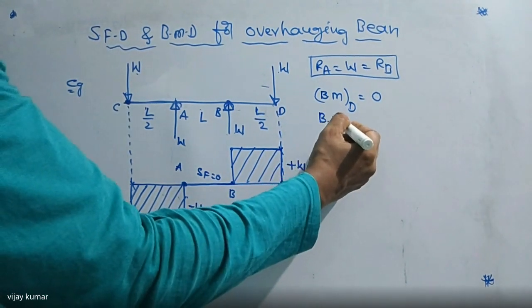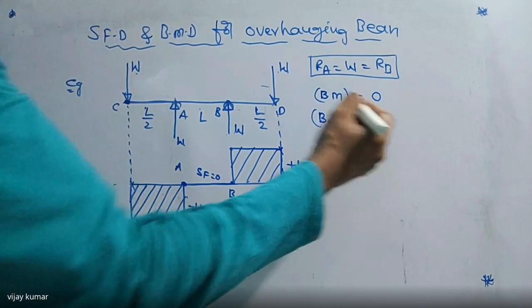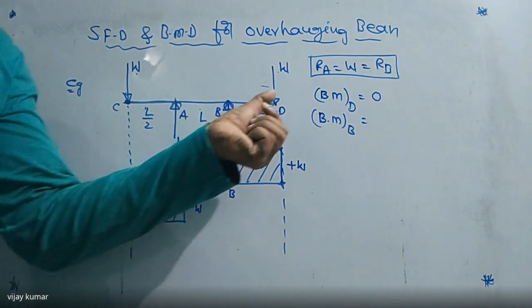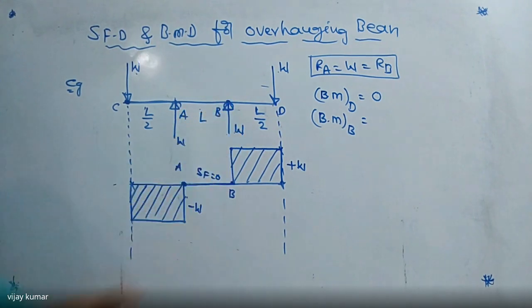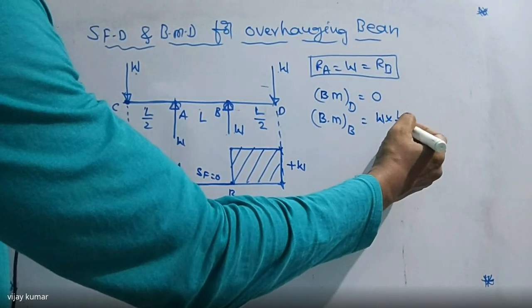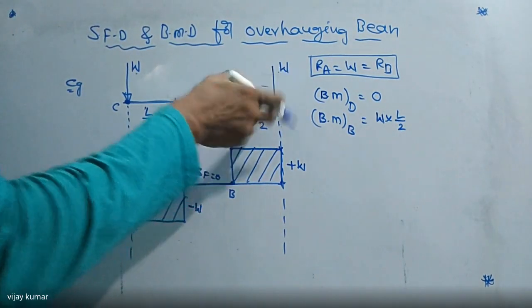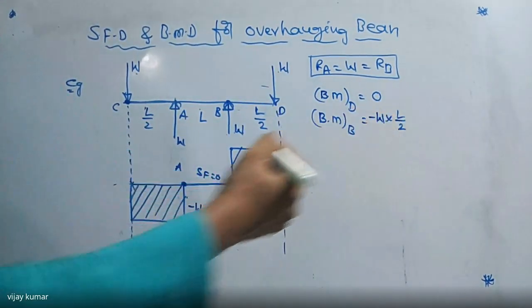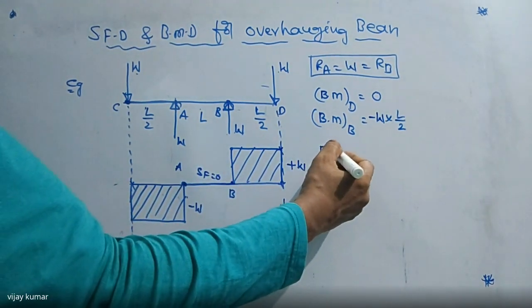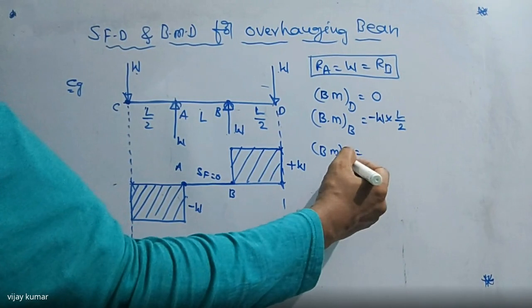What is the bending moment at point B? Bending moment at point B is nothing but this force into this distance, that is W into L by 2. That is W into how much? L by 2. That is moving in downward direction. Moment is negative, right?